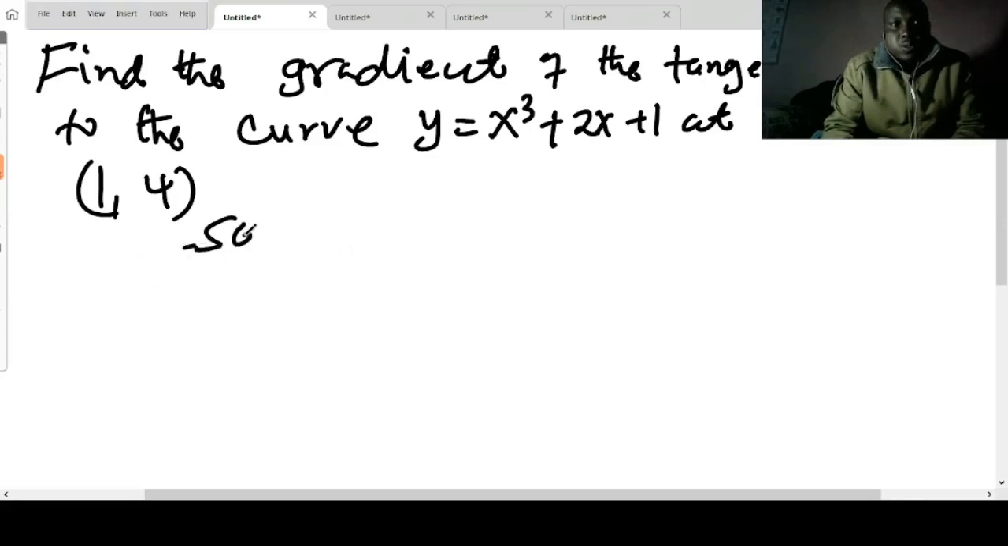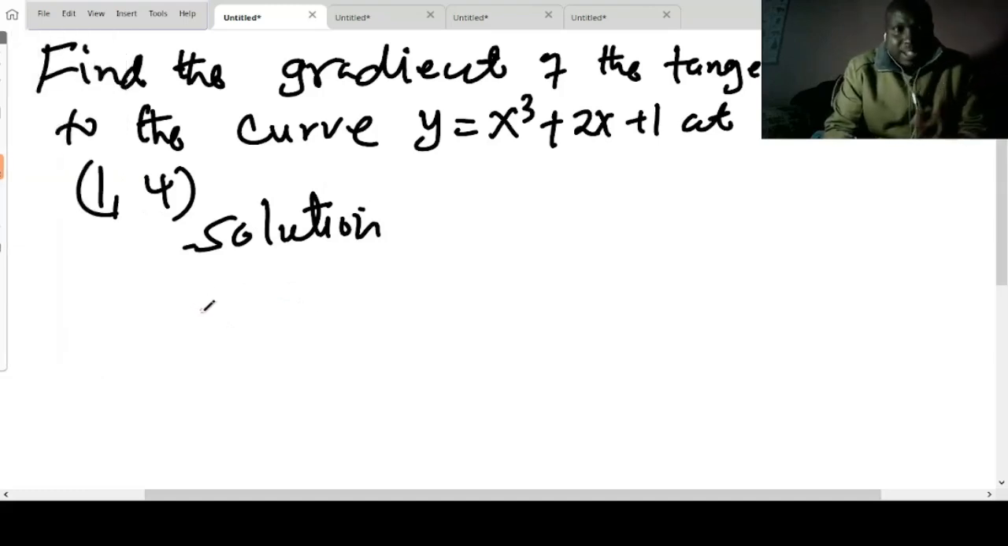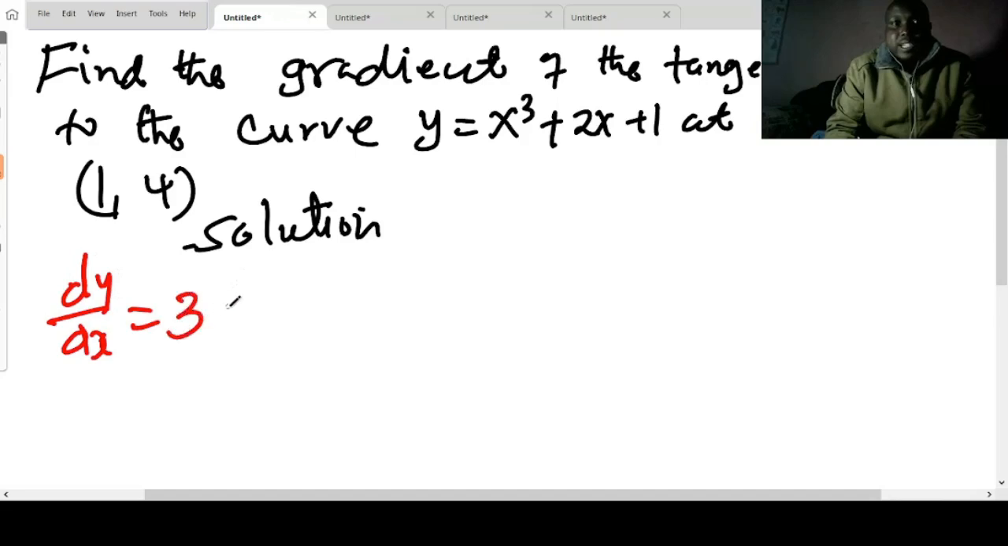So solution. Rule number 1, because we are looking for the gradient of the curve. Remember, the gradient of the tangent is equal to the gradient of the curve. So we start by getting the gradient of the curve. And how do you get the gradient of the curve? You differentiate and then substitute with the value of x. So gradient is given by dy over dx. Then we are differentiating, which is going to be 3x squared plus 2. And that is the gradient function.